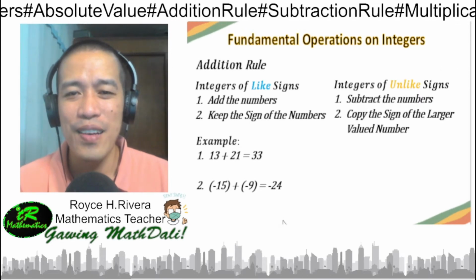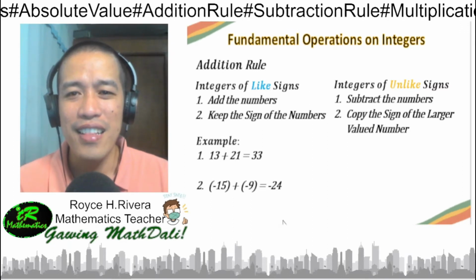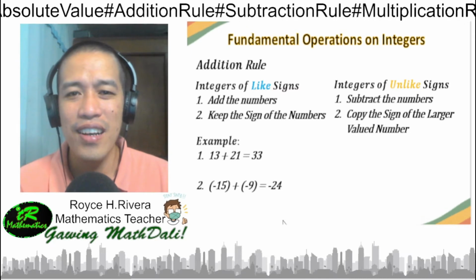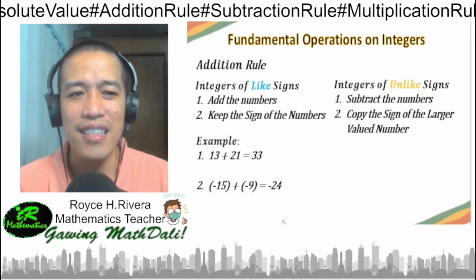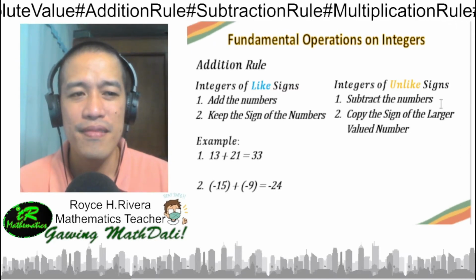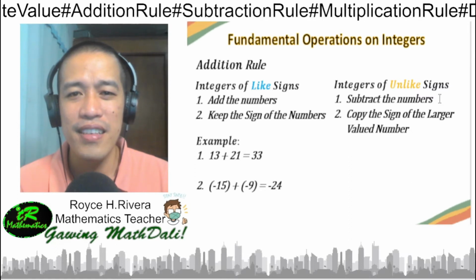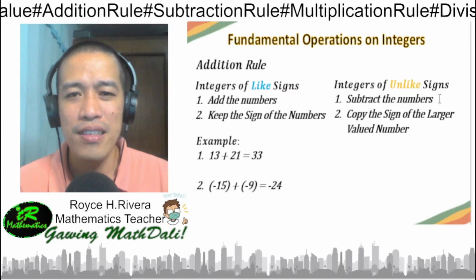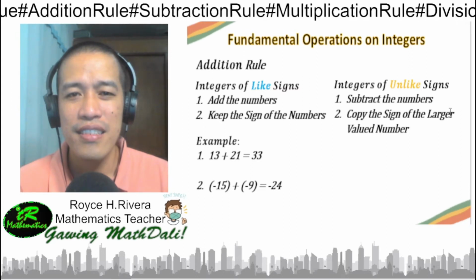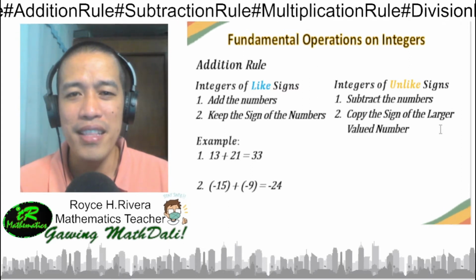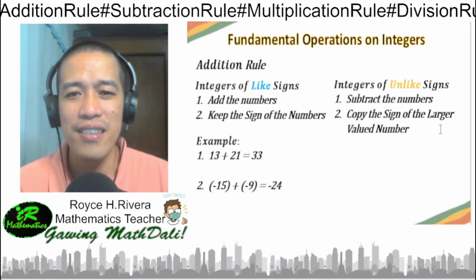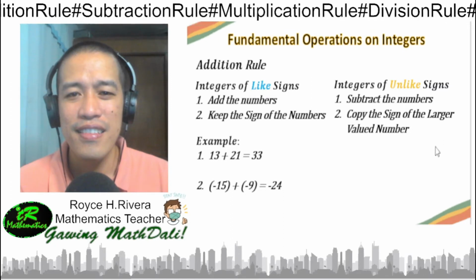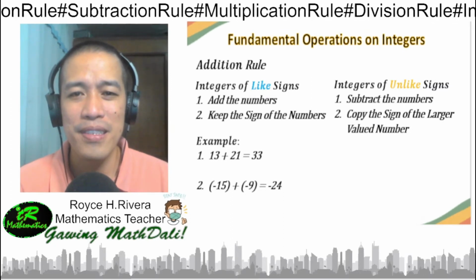Now, the rule for addition for integers of unlike signs. The steps are: subtract the numbers and copy the sign of the larger valued number. Here are the examples.